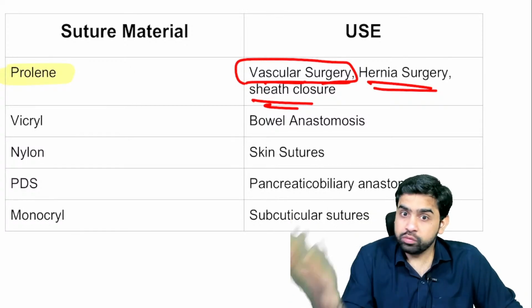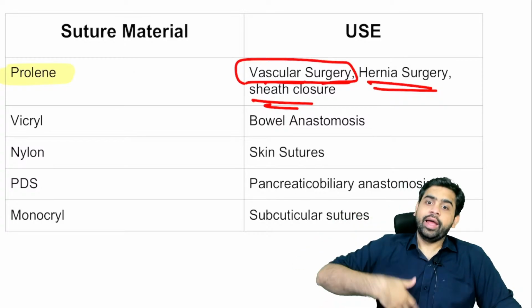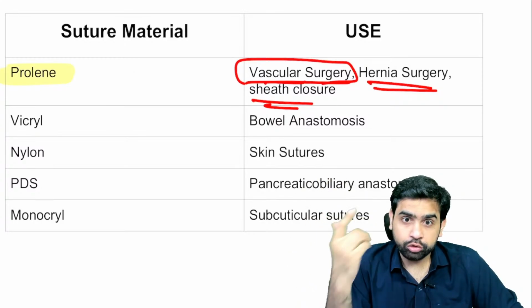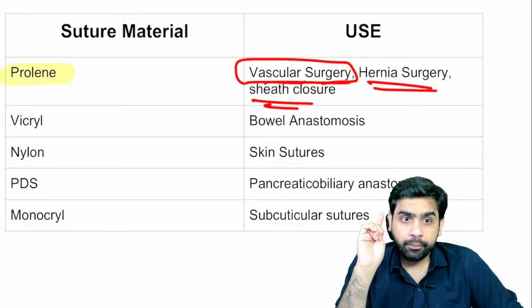Hernia, obviously, if you use Vicryl over there, there's going to be a recurrence of the hernia. So in hernia surgery, sheath closure, you don't want abdominal dehiscence to occur, or an incisional hernia to occur. Okay, so all these particular places are where you're going to use the Prolene.